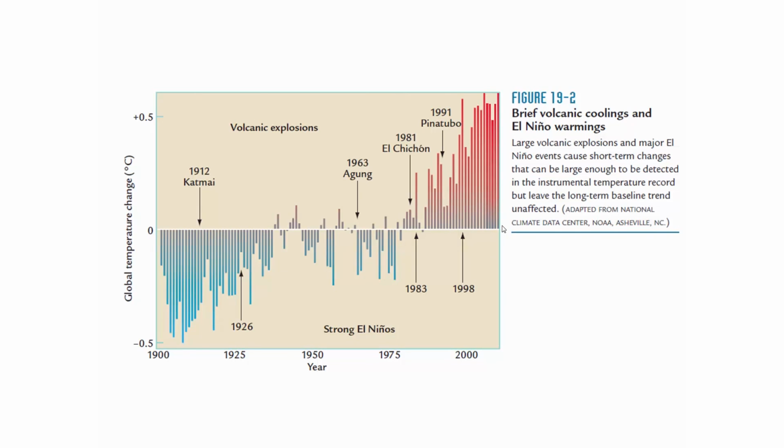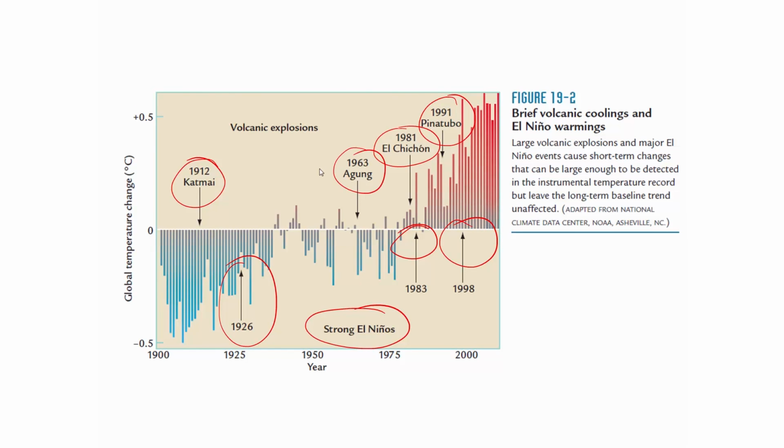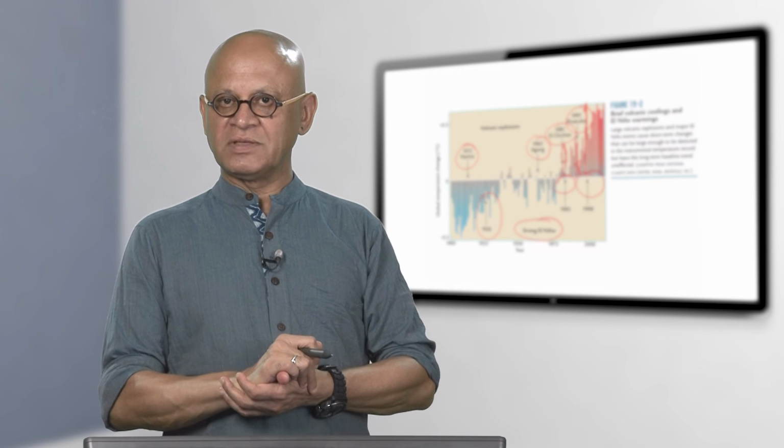So, the same figure again being shown, but now showing the volcanic eruptions that happened. So, Katmai, 1926, that is a strong El Nino, strong El Nino, strong El Nino, the Pinatubo eruption, El Chichon eruption, Agung eruption, and as we expect, when a strong El Nino happens, there is a local spike in warming. When a strong eruption of a volcano happens, there is a local cooling, local warming due to El Nino, local cooling due to volcano, and so on. So, natural variability produces these ups and downs in global warming. We always have to be able to remember that.